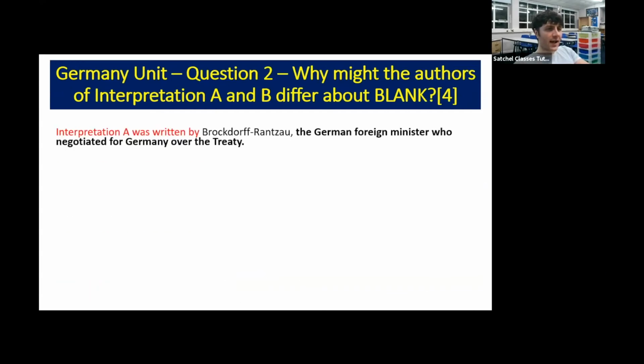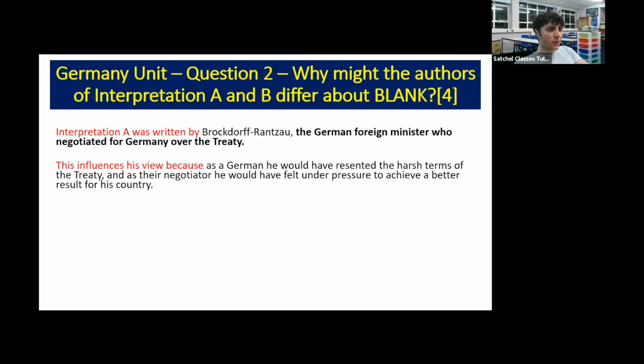Let's just have a little check how that looks in a model answer. So interpretation A was written by Brockdorff-Rantzau, the German foreign minister who negotiated for Germany over the treaty. 1 mark. This influences his view because as a German, he would have resented the harsh terms of the treaty, and as their negotiator, he would have felt under pressure to achieve a better result for his country. 2 marks.